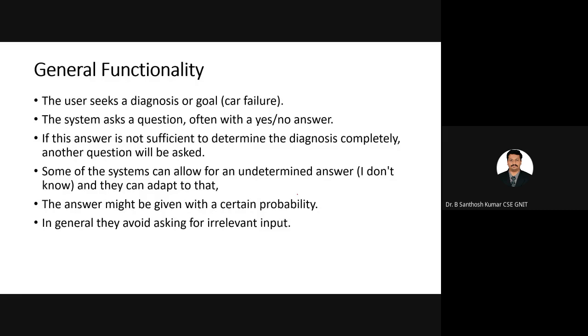The general functionality means that the user seeks a diagnosis or goal. For example, a car failure. Nowadays many companies are introducing cars, but not all cars are successful. There may be some flaws in their model, so we can easily diagnose or check that goal. For example, they may tell us that theoretically the mileage will be 20 or 25 kilometers per liter.